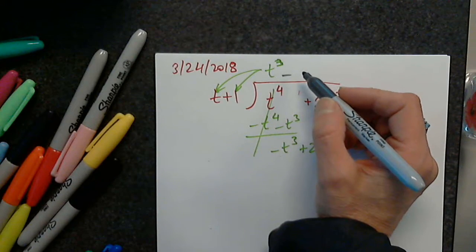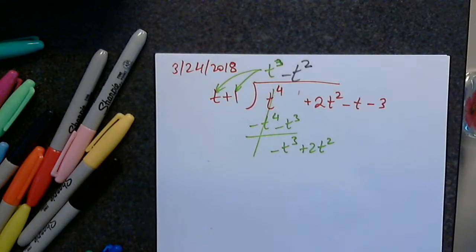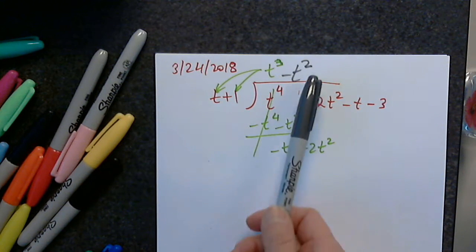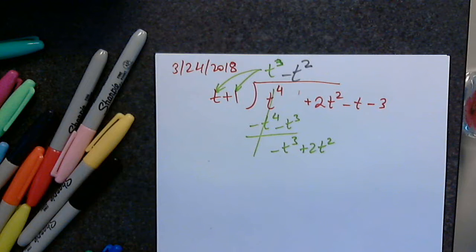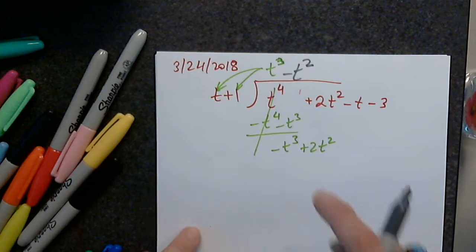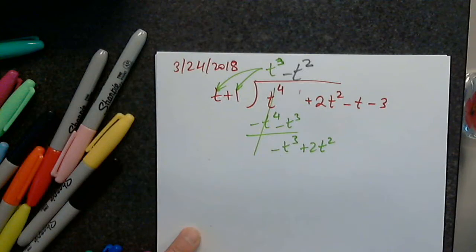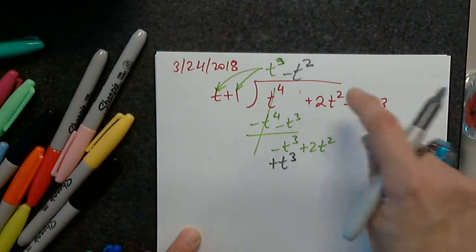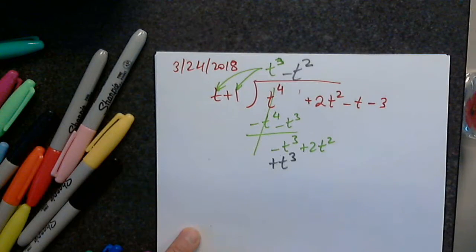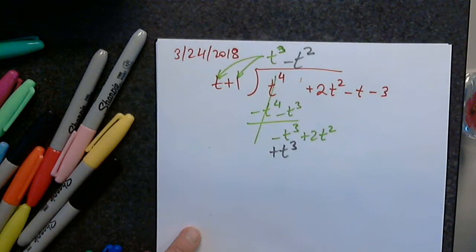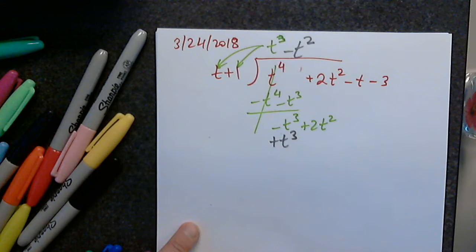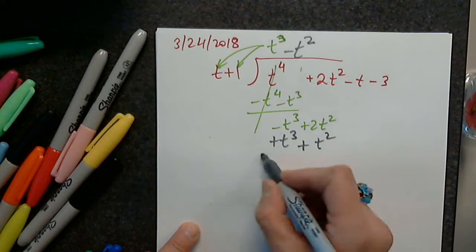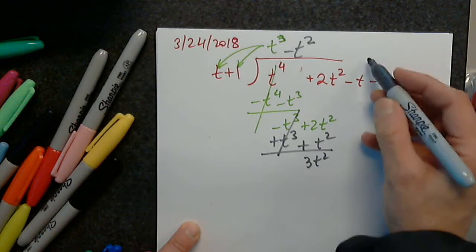Negative t squared. Very good. So negative t squared now has to be distributed to t. What do I have to write? Positive t to the third. Yes. Negative t squared times t is negative t to the third. Change. Negative t squared times 1. Negative t squared. That's continuous. Yes. 3t squared. I bring down negative t.